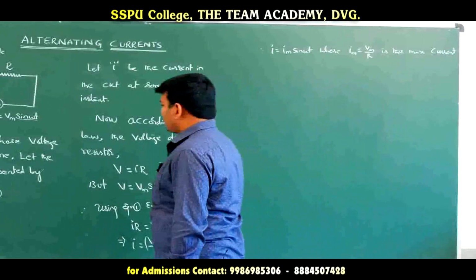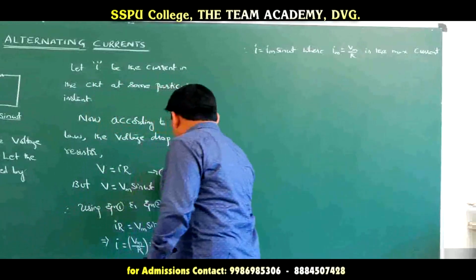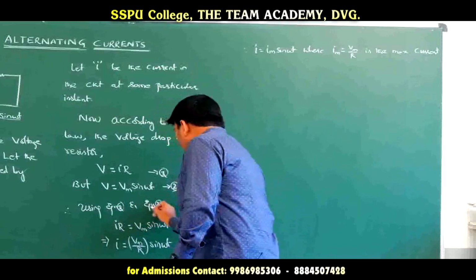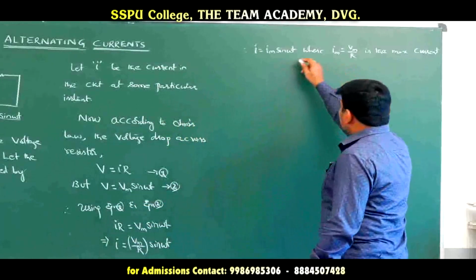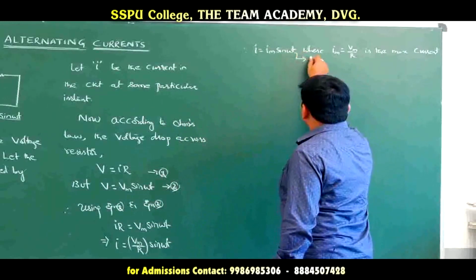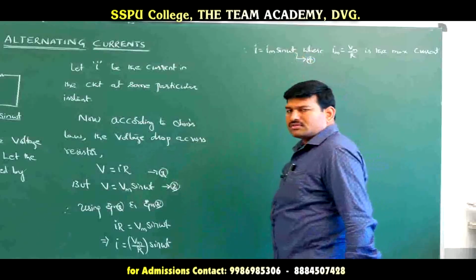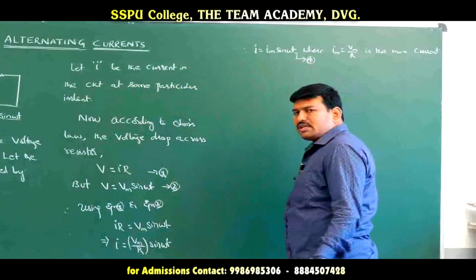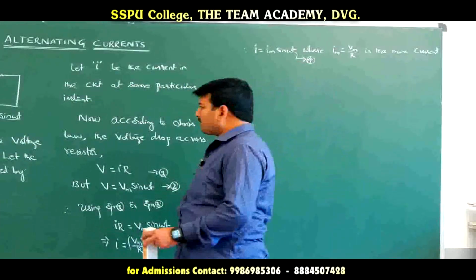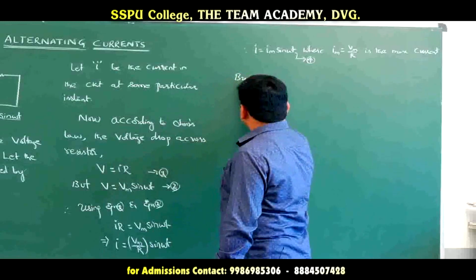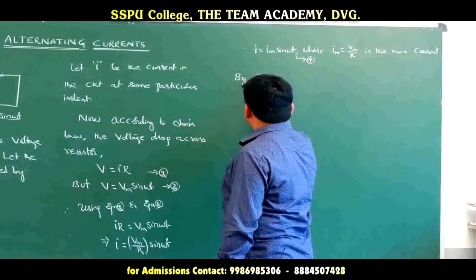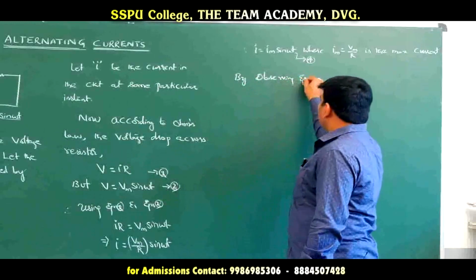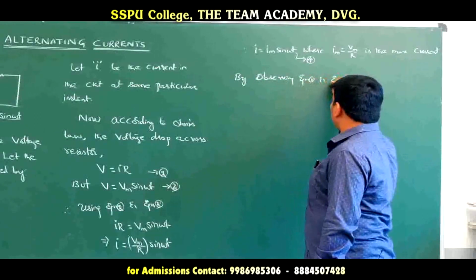Now, let me take this equation as equation 2 and this as equation 3. Now take this equation as equation number 4. Now just glance at equation 1 and equation 4. From equation 1 and 4, what are we understanding? By observing equation 1 and equation 4, what can I say?